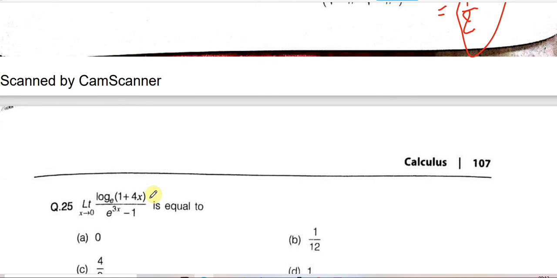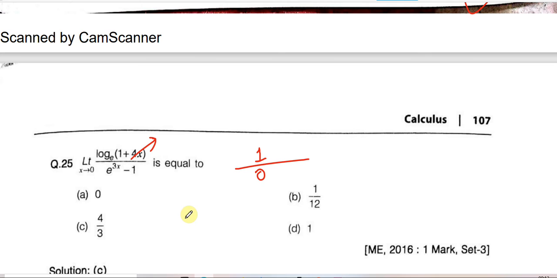Next problem is log to the base e of 1 plus 4x upon e to the power 3x minus 1. If you put x approaching 0, the numerator will be 0, and the denominator is e to the power 0 minus 1, so 0 by 0 form is there.